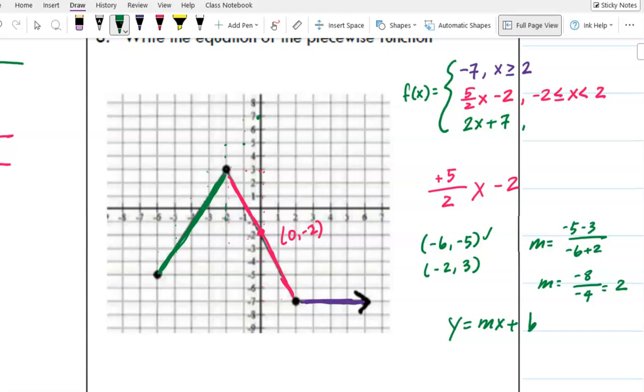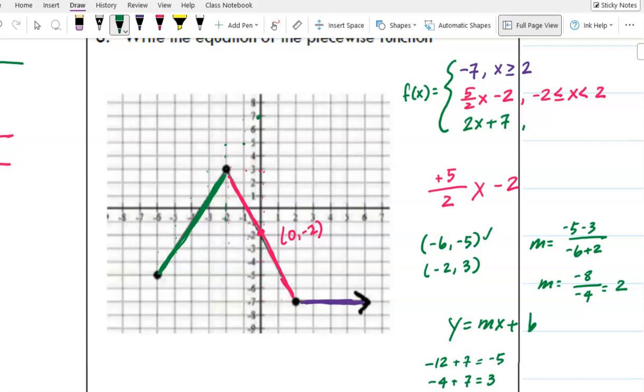Negative 12 plus 7. Okay, equals negative 5. Okay, and then negative 4 plus 7 should equal 3. Yep, both of those points work for that formula.